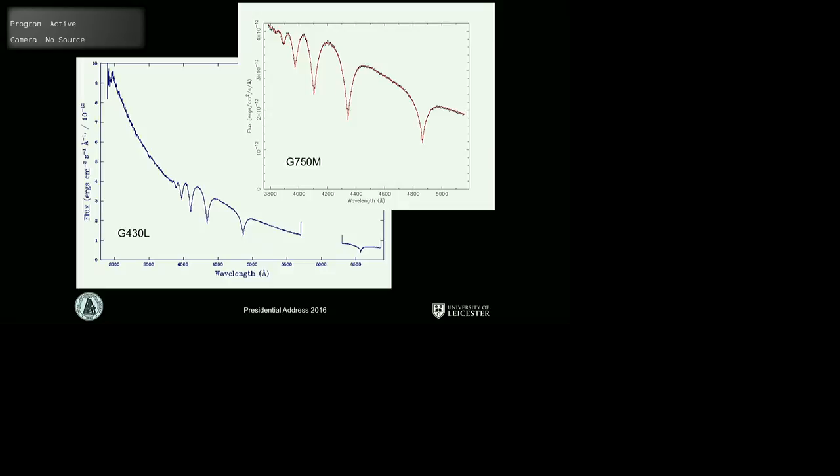And by comparing the calculations from stellar model atmosphere theory, you can fit a predicted Balmer line spectrum through the observations. You can see what a nice fit this is. And you can use that to determine the temperature and the surface gravity, and then start to look at measuring the physical parameters of the white dwarf itself.